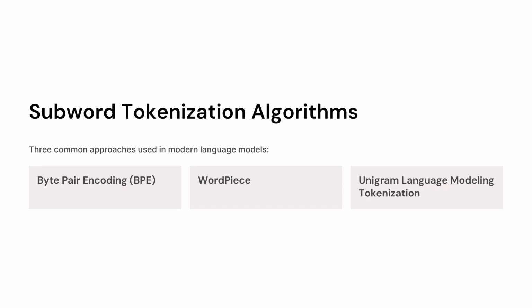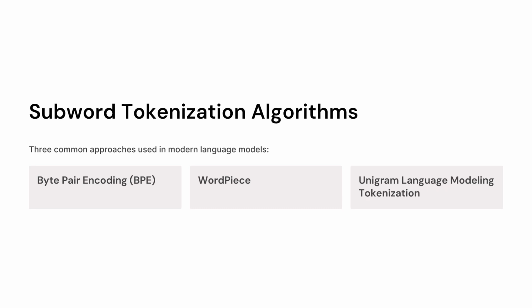In this video, we will learn about one of the most widely used subword tokenization algorithms, that is byte pair encoding or BPE. So by the end of this video, we will understand how BPE builds its vocabulary step by step using a simple example.